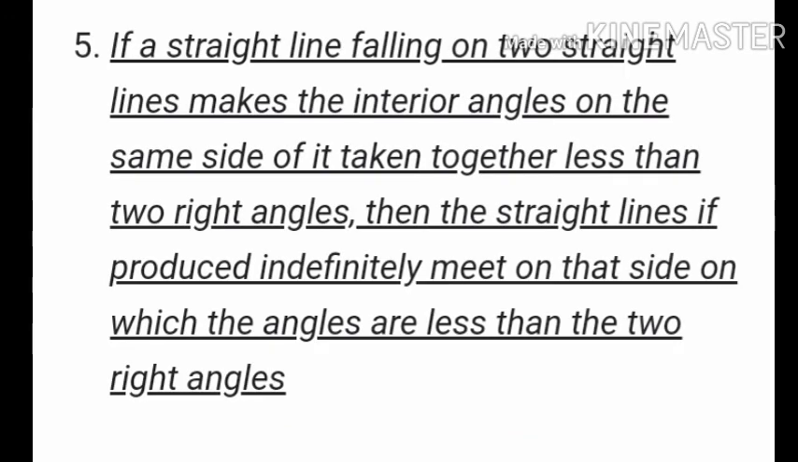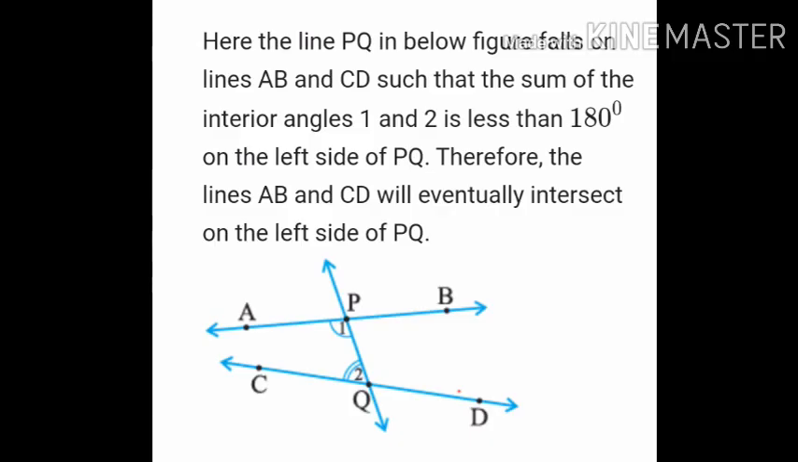Fifth postulate: if a straight line falling on two straight lines makes the interior angles on the same side of it taken together less than two right angles, then the straight lines, if produced indefinitely, meet on that side on which the angles are less than two right angles. Here, the line PQ in the figure falls on lines AB and CD, such that the sum of the interior angles 1 and 2 is less than 180 degrees on the left side of PQ. Therefore, the lines AB and CD will eventually intersect on the left side of PQ.